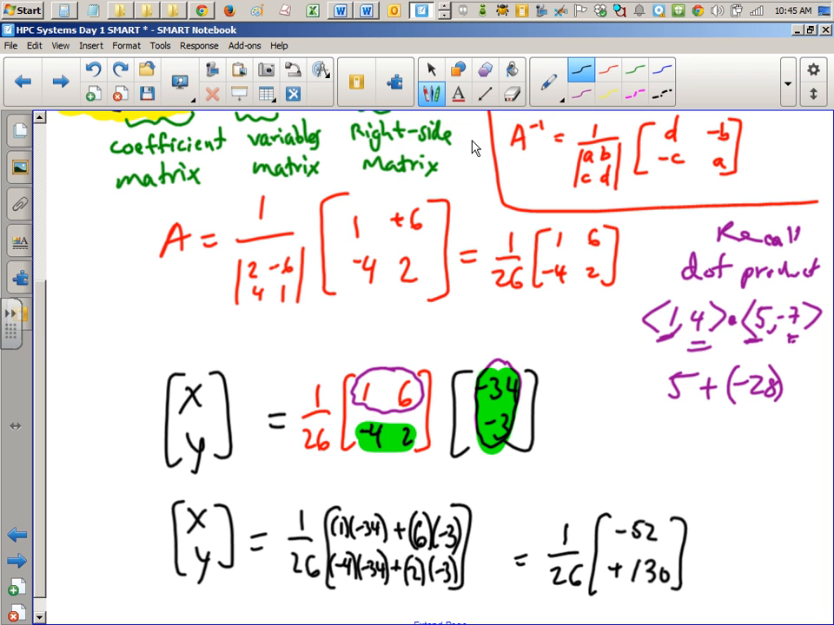Did I do that right? I think I did. Yes, feel better about myself. Now you can distribute your 126, of course, and you get your answer. Negative 2, positive 5.